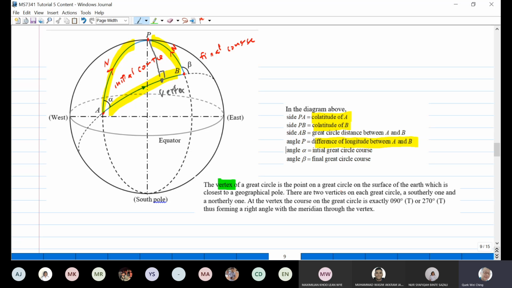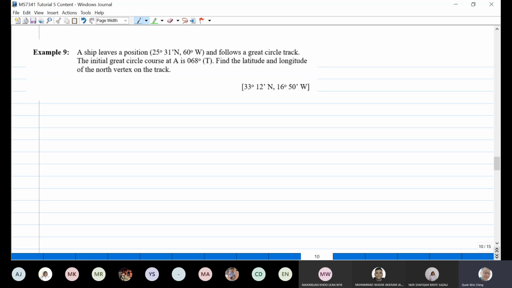Okay, this will be the important example because it takes a long time to cover. Let's see a question here. A ship leaves a position, let's call it A, 25 degrees 35 minutes north, 60 degrees west, and follows a great circle track. The initial great circle course at A is 068 degrees true bearing. Find the latitude and longitude of the north vertex of the track.